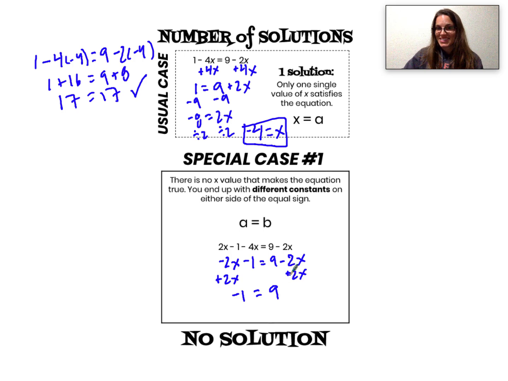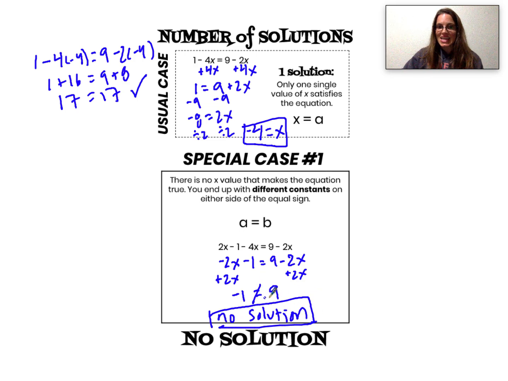What has happened is I no longer have a variable term on either the right-hand or the left-hand side. I have just ended up with a constant and a different constant. When you end up with different constants on either side of the equal sign, the solution is that there is no solution.